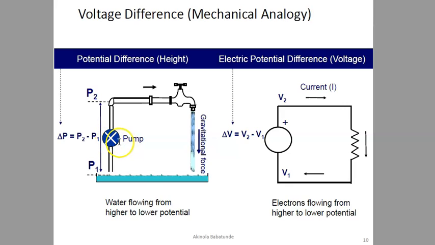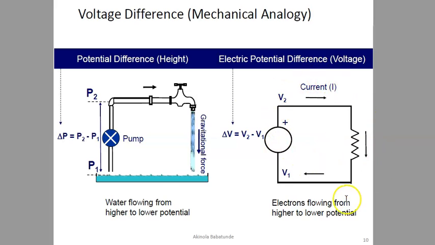Somewhere in the middle here, we have the pump. What you notice is that once this pump is opened, water is pumped from the lower region to a higher region for it to come out at the tap. And when water gets to the tap here, it flows down into the container based on gravitational force. The difference between P1 and P2 is what we refer to as change in potential.